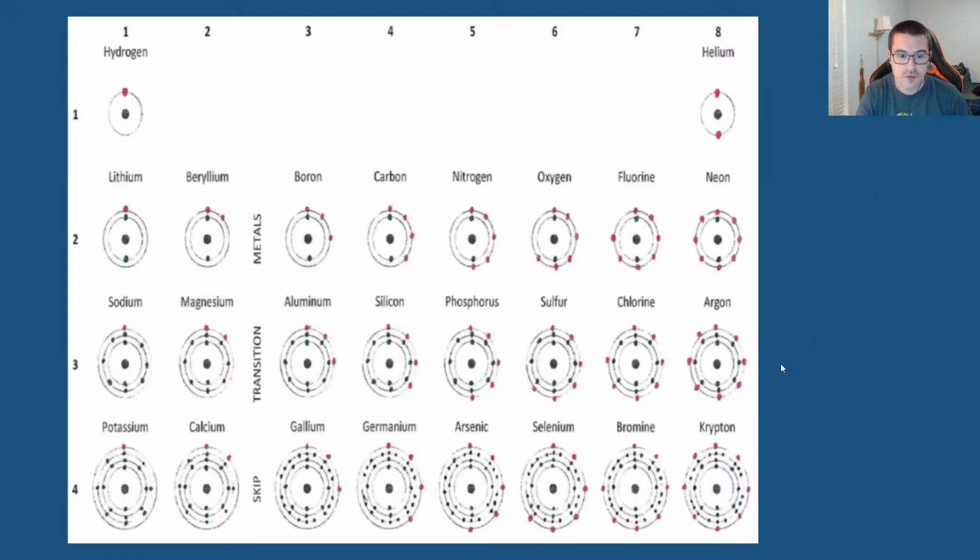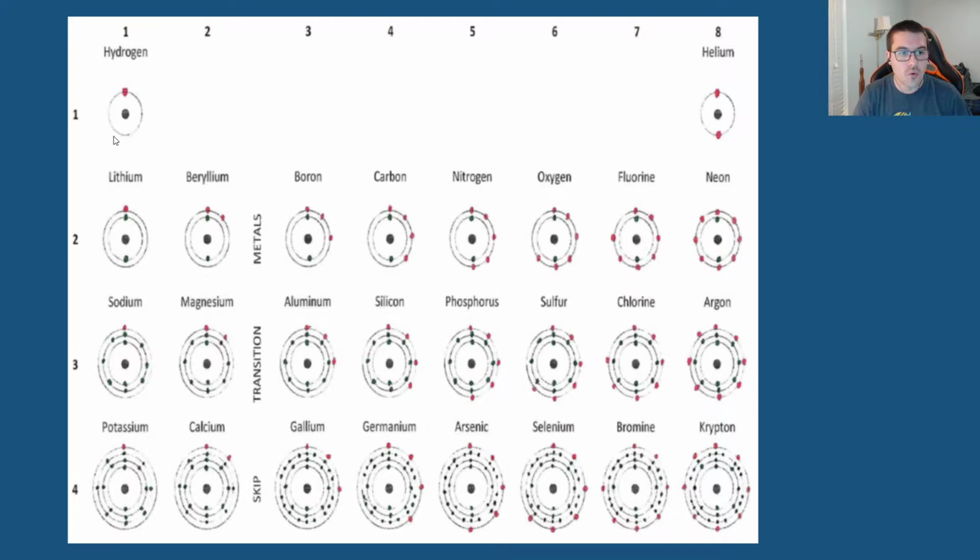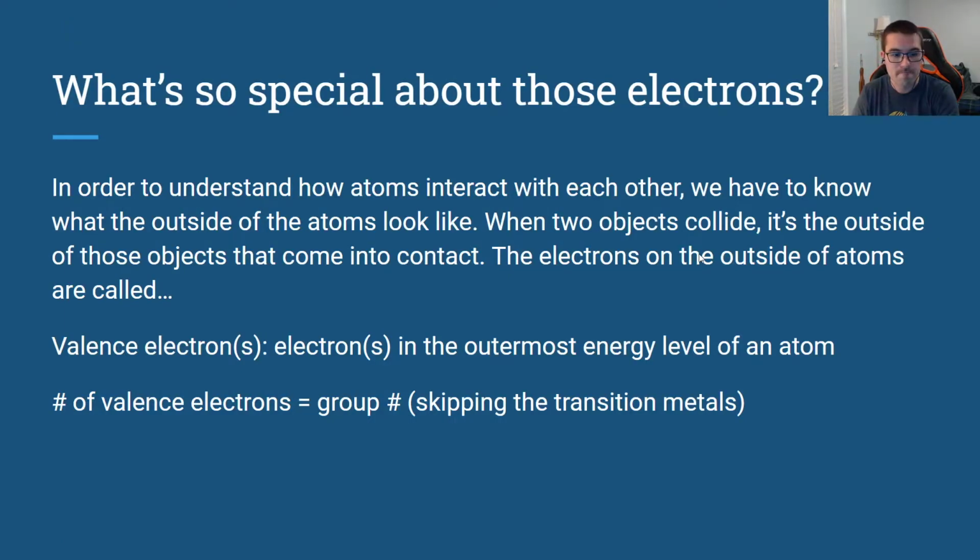The ones that are colored red on this diagram here. And like I mentioned, the number of valence electrons in any given element is equal to its group number, assuming that you're skipping the transition metals, right? So 1, 2, skip a few, 3, 4, 5, 6, 7, 8. If you take away the D block, there's only 8 columns on the periodic table, and there you go. Those are your valence electron numbers.